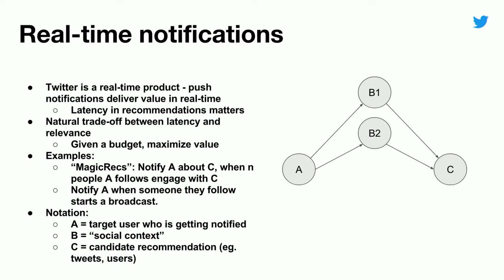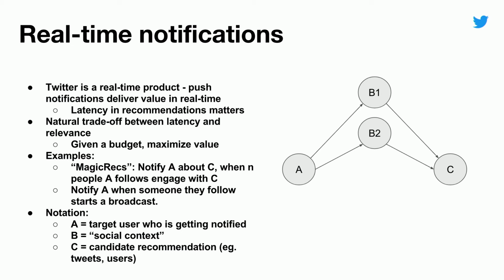There's a natural trade-off between latency and relevance for push notifications. How we frame it internally as an optimization problem is, given a budget of, say, n push notifications per day, how do we maximize the value to our business and to our users?